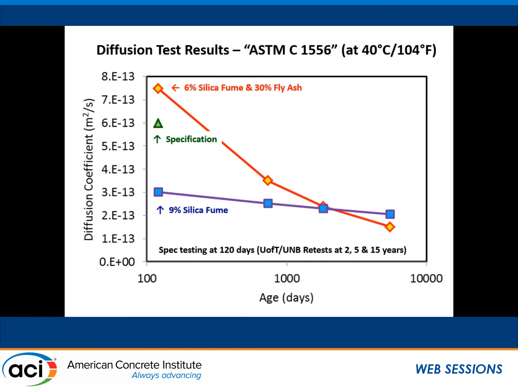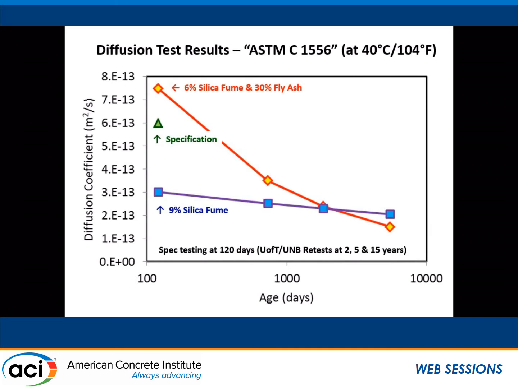And this shows some of the data that we collected between 2 and 15 years. And you can see that the mix they actually did use in the end for the bulk of these tunnel lining segments did meet the specification eventually. It was just a question of time. I'm showing the specification value there is the green triangle.